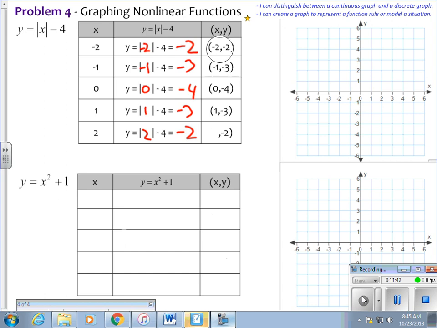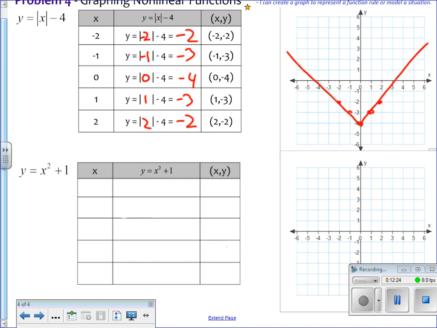So these are the coordinates you get. And then you plot those points on your graph. -2, -2. -1, -3. 0, -4. 1, -3. And 2, -2. And this is not a discrete graph. This is continuous. And it goes on. And this is what an absolute value graph looks like. Absolute value graphs are always a V shape. Always a V shape. Okay.